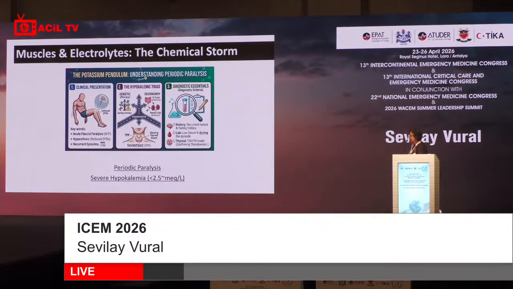The clinical presentation is acute flaccid paralysis, hyporeflexia, and generally recurrent episodes for these patients. We have to look for potassium and also calcium in these patient groups. Severe hypokalemia below 2.5 causes severe periodic paralysis in these patients.